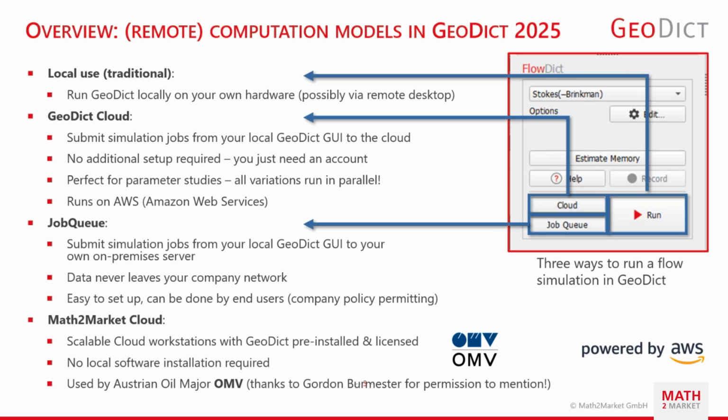And the MathMarket Cloud then is a software as a service solution which provides you with scalable cloud workstations right within your browser. It does not require any local software setup, so you don't need to install GeoDict or any other software. And thanks to Gordon Burmester, we are allowed to mention that it's been used for a while now by an Austrian oil major called OMV.